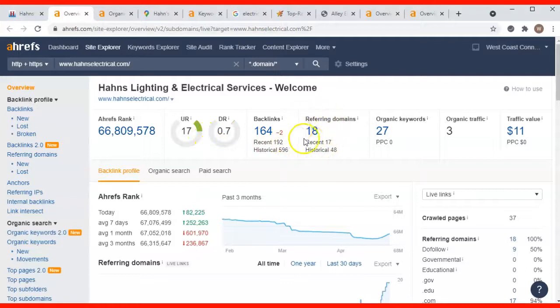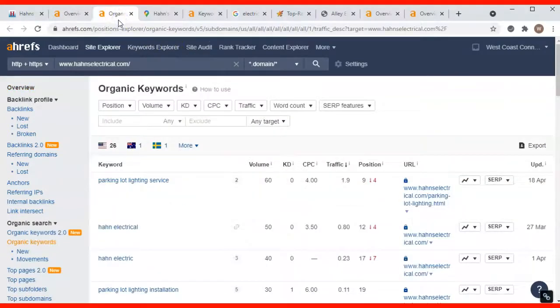These are the amount of websites or domains that are sending links back to your site, and you have 164 links heading back to your site. You're in the top 127 keywords. Okay, you're getting three hits a month, and your traffic value, or how much money I would have to spend in Google Ads to get the same amount of value, is $11. Okay, which isn't very high.